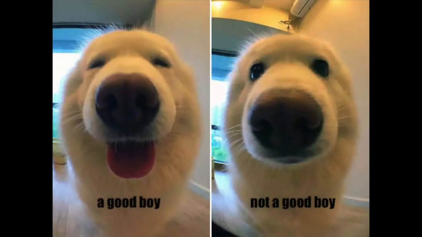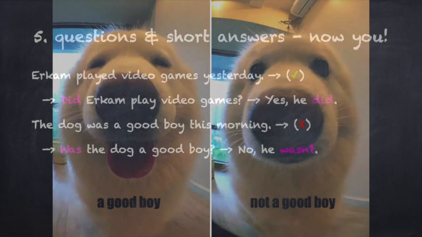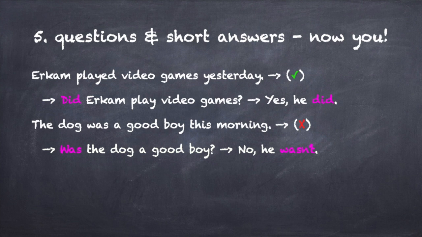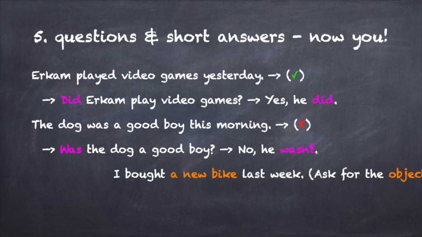Was the dog a good boy? No, he wasn't. Der Hund hat sich nicht benommen heute Morgen. Er hat alle Kekse aufgegessen. Or something like that. And then the last one, there's a sentence.